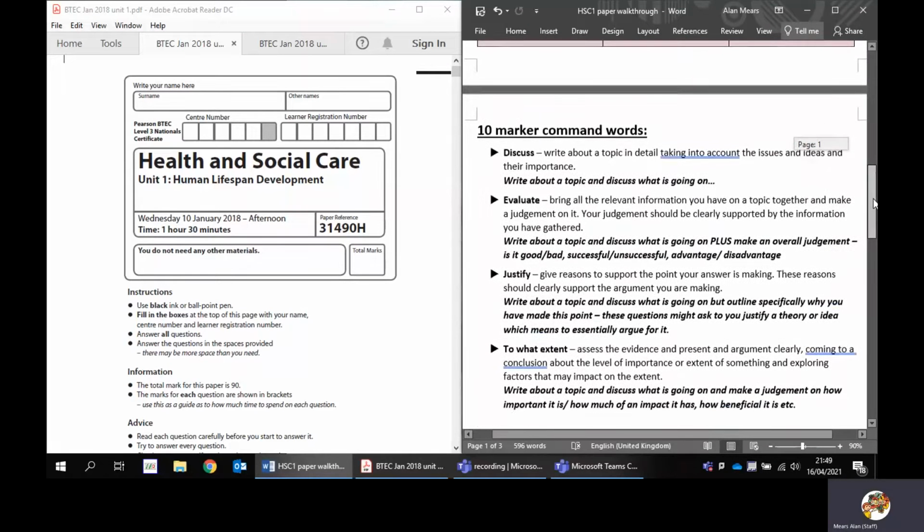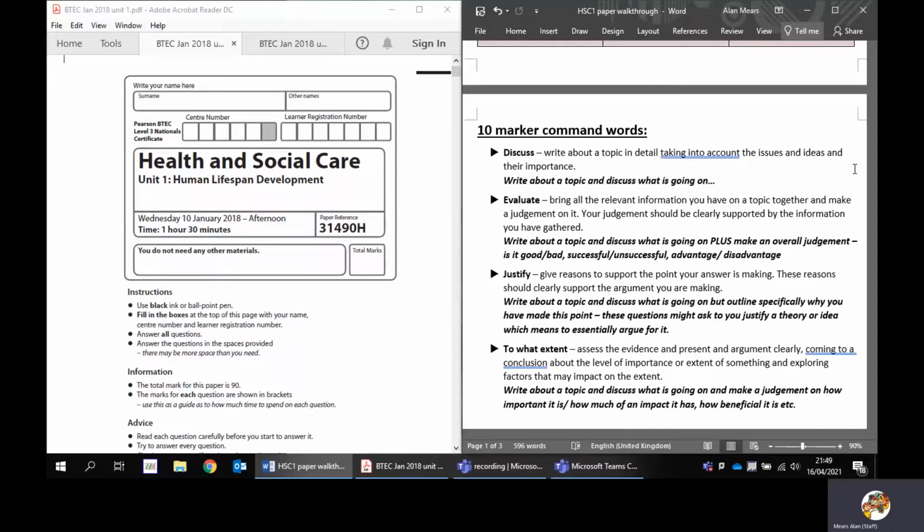With 10 markers, there are some command words to be aware of. Again, I'll talk about these when we get to a 10 marker, but just a reminder: discuss questions want you to talk about a range of issues relating to an issue. Evaluate asks you to bring a judgment in, the pros and the cons of an issue. Justify is generally you supporting the statement, the idea, the factor, and providing evidence to justify the reasoning behind that action. And then to what extent, again, you're trying to support an argument. So to what extent is that significant? But again, you can question how effective it is.